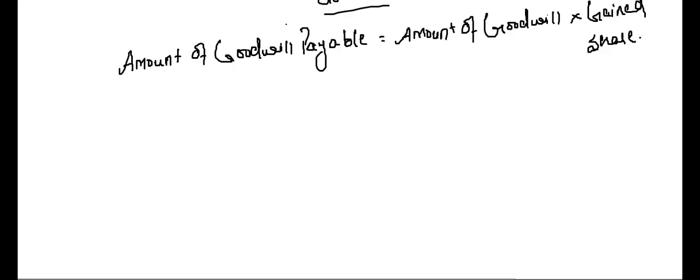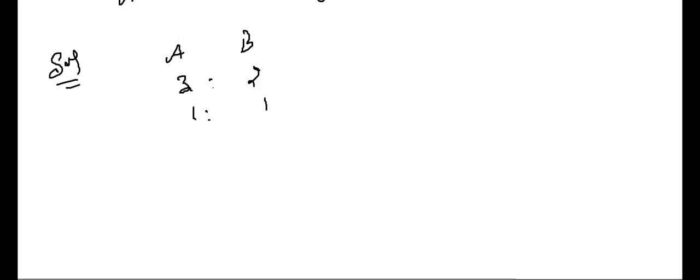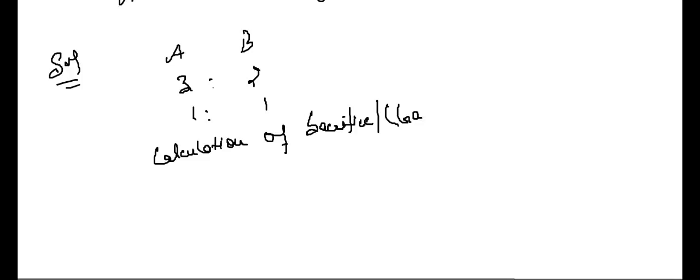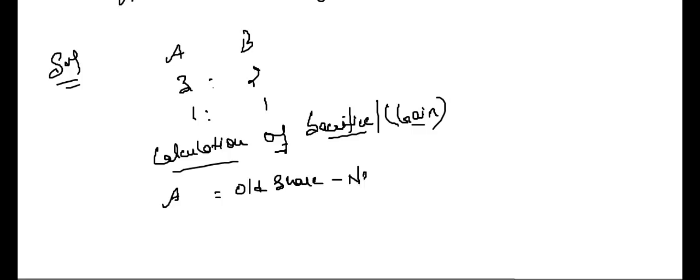This is the same example that I have discussed with you. There are two partners, A and B, sharing profits in the ratio of 3:2, who now decided to share profits equally. So first of all, calculation of sacrifice, or I can say gain. First of all, let's see for A. This is old share minus new share.